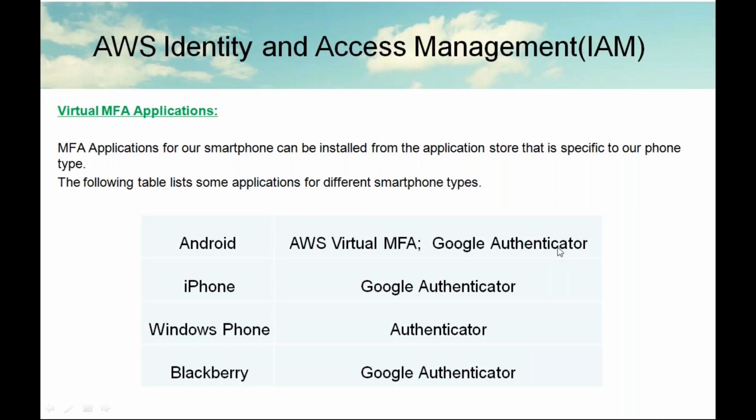You can access your AWS IAM account and log in with whatever permissions they are given on the particular service. You can work through your mobile. So remember, on Android, the Google Authenticator app you have to download. iPhone, Google Authenticator. Windows Phone, Authenticator. BlackBerry, Google Authenticator. Except for Windows Phone, for all the remaining mobiles you can use Google Authenticator only.